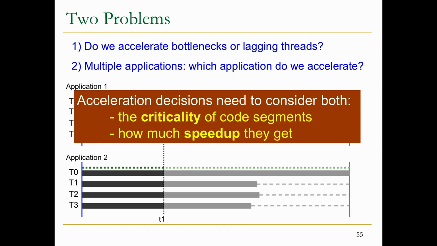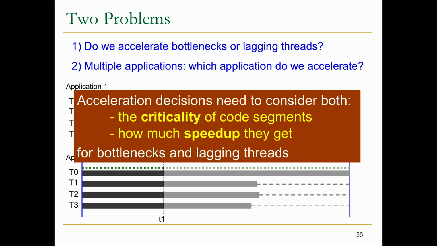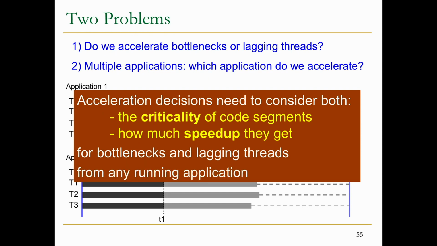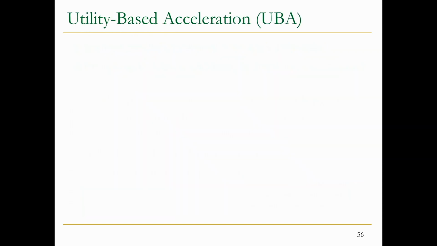One is the criticality of the code segments. How important are these code segments, and how much speed up do they get when you accelerate them? And you need to do that for both bottlenecks and the lagging threads. So this is an example with only lagging threads, as you can see over here. This is the lagging thread. It's going so slowly. And you need to do this for any running application, right? So the problem is actually more complex, again. So this paper introduced a framework to actually make that decision. I'm not going to go into the details of exactly how it does it, but I'm going to give you the higher level idea.